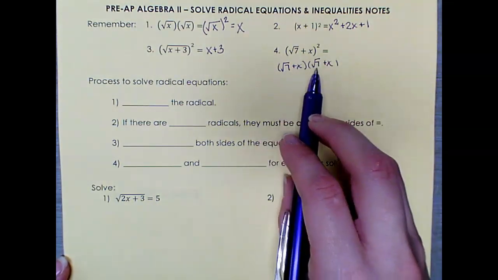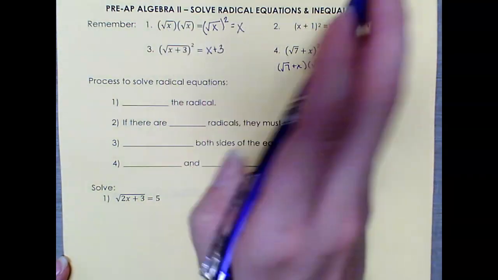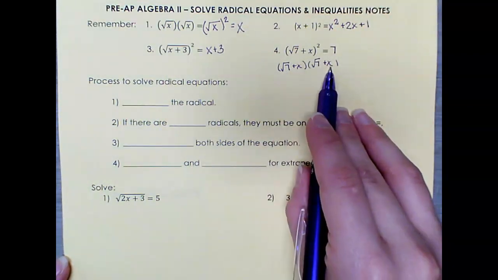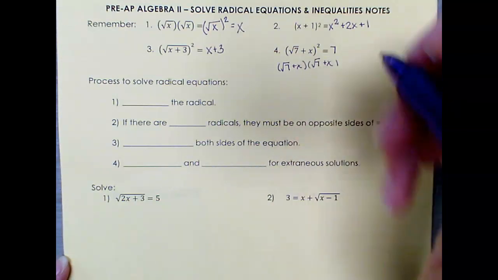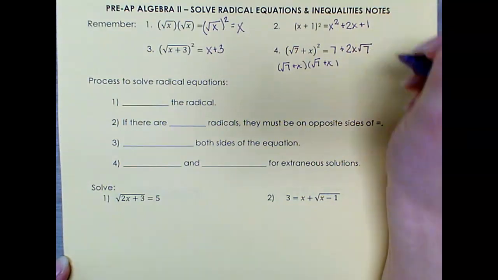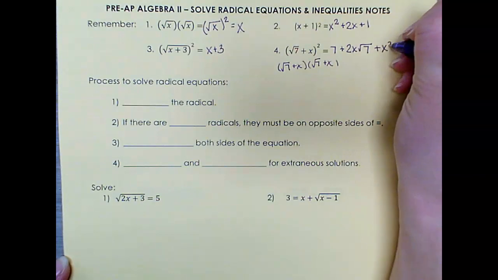So square root of 7 times square root of 7 is just 7. Square root of 7 times x is square root of 7x, and then I have another one, x times the square root of 7. So that's plus 2x times the square root of 7. And then x times x is x squared.